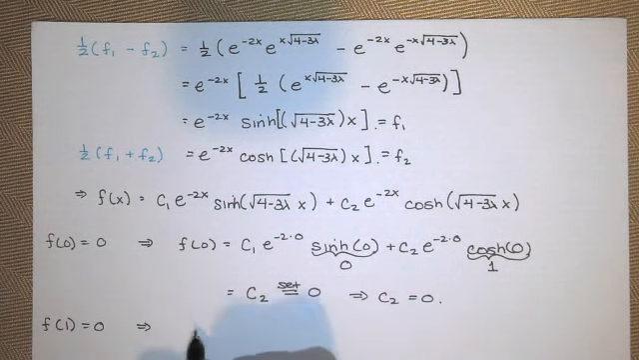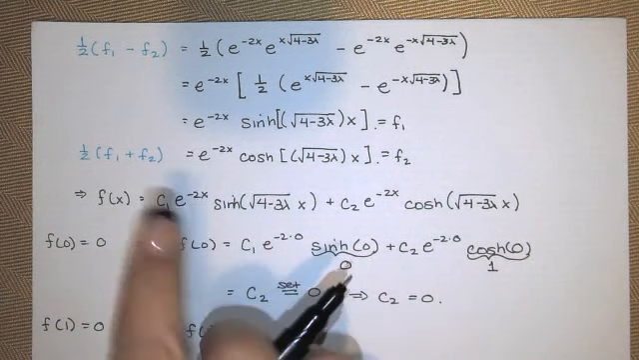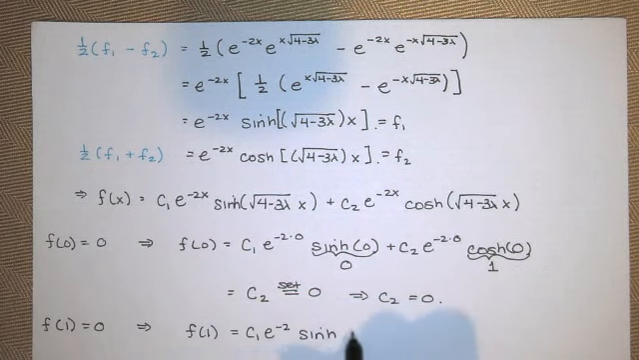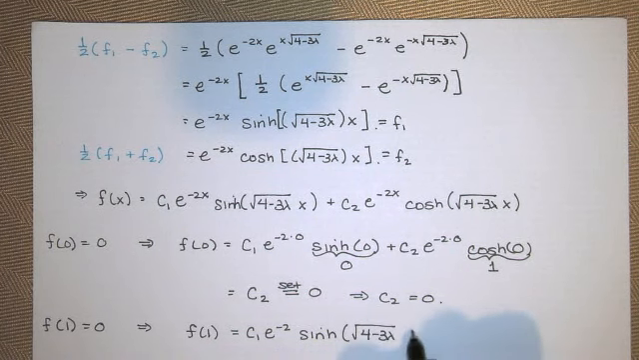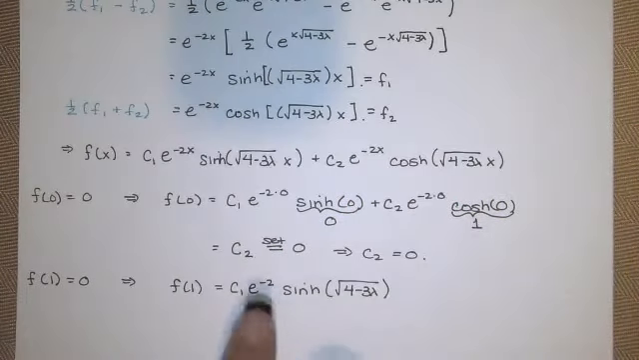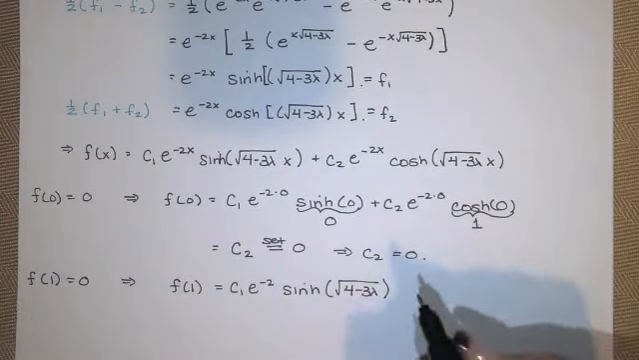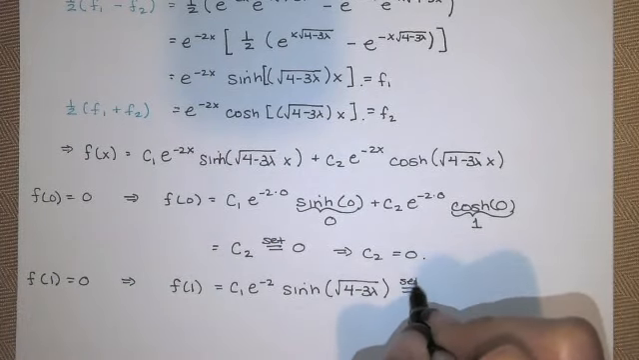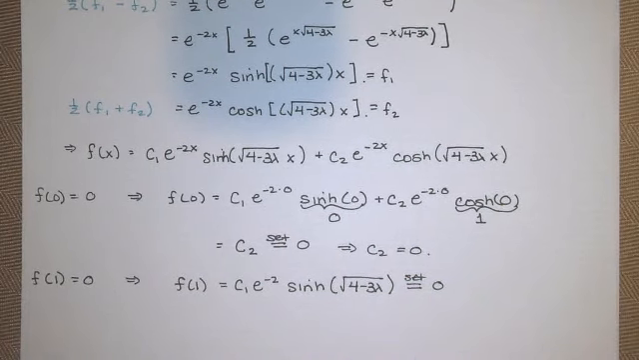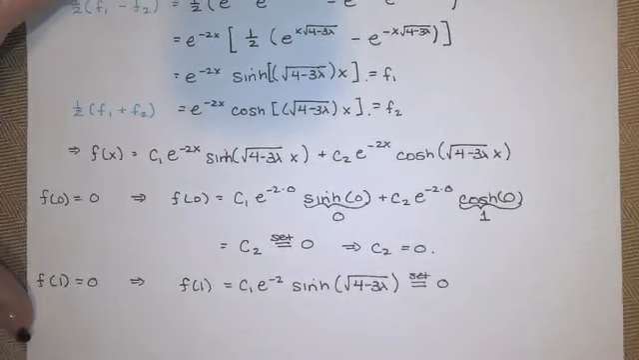Now we already know that C2 is equal to 0. So now we're just going to substitute in right here. So f of 1 is C1 times e to the negative 2 times hyperbolic sine of the square root of 4 minus 3 lambda times x, which is 1. Now that is f of 1 in general, but we're told that f of 1 has to be 0. So we set this equal to 0, and then we solve, hopefully for lambda, like that's the idea.